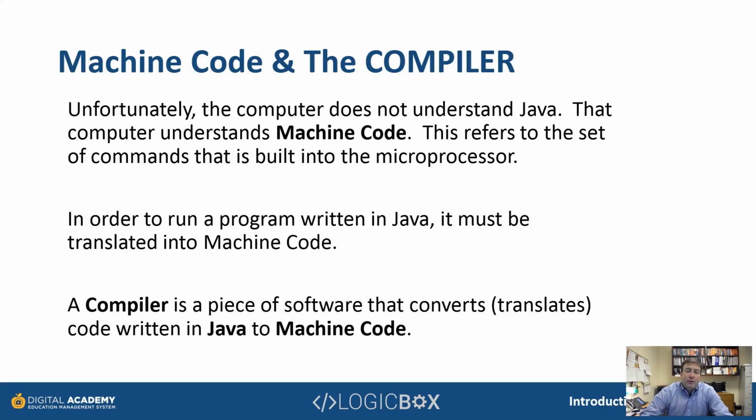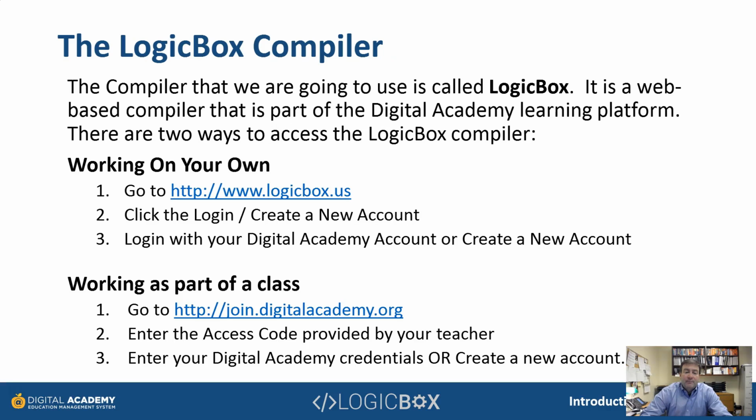The computer doesn't actually understand Java. It understands machine code. Machine code refers to the set of commands that are built into the microprocessor. In order for your program written in Java to be run on a computer, it needs to be translated into machine code. A compiler is a piece of software that translates code written in Java into machine code.